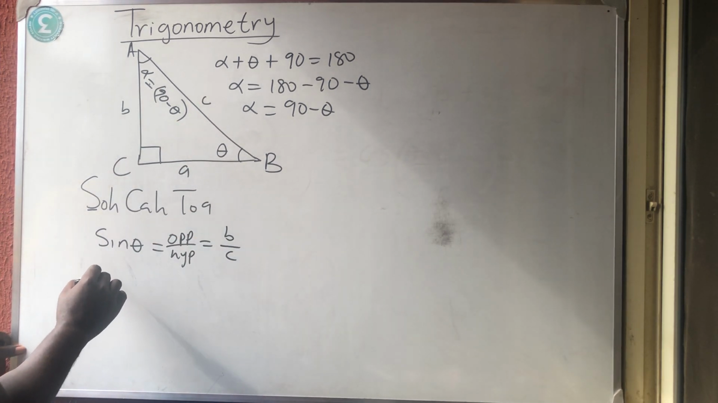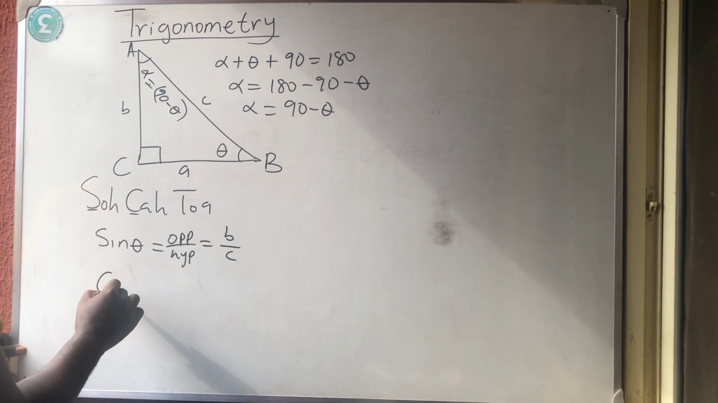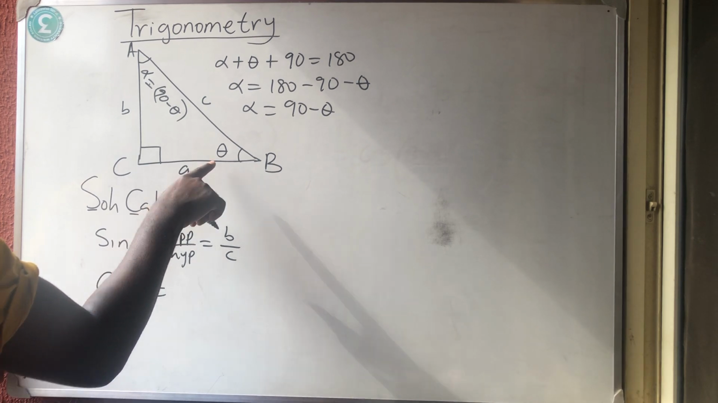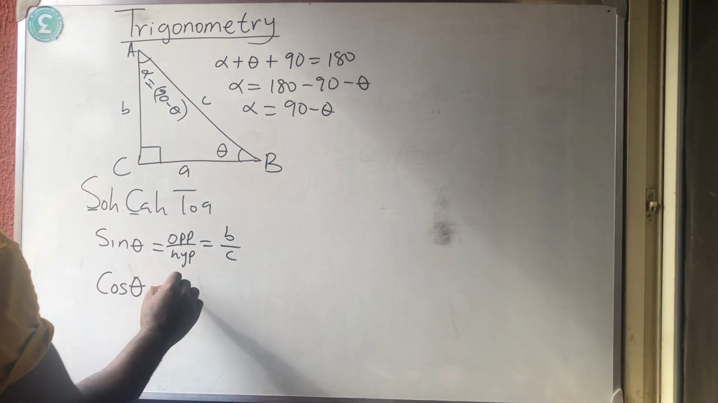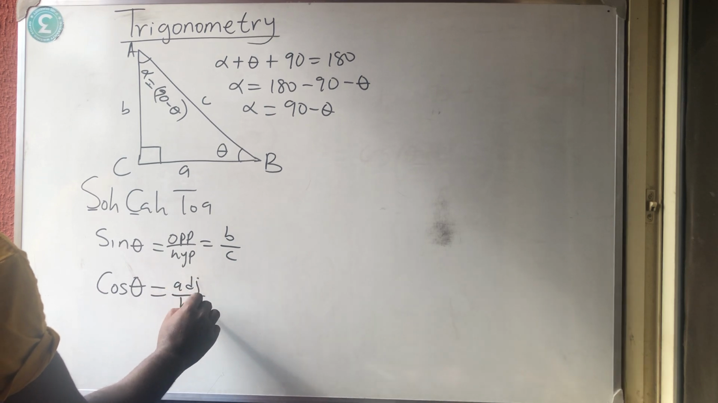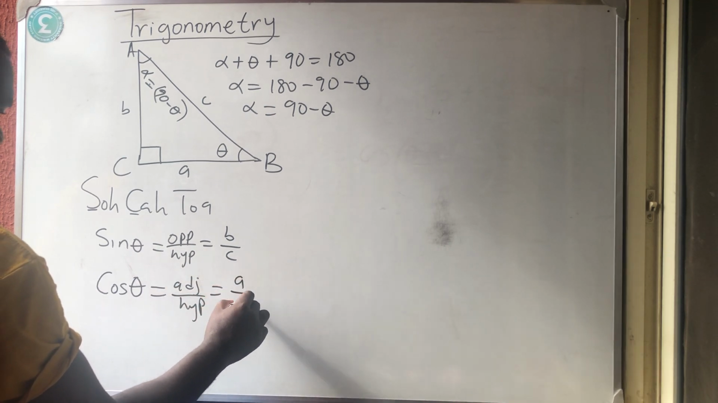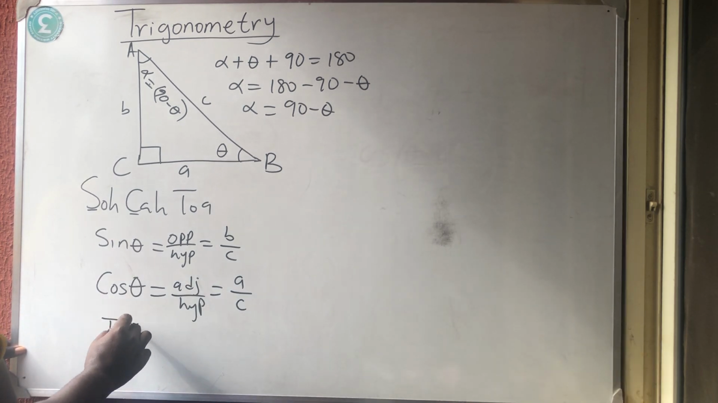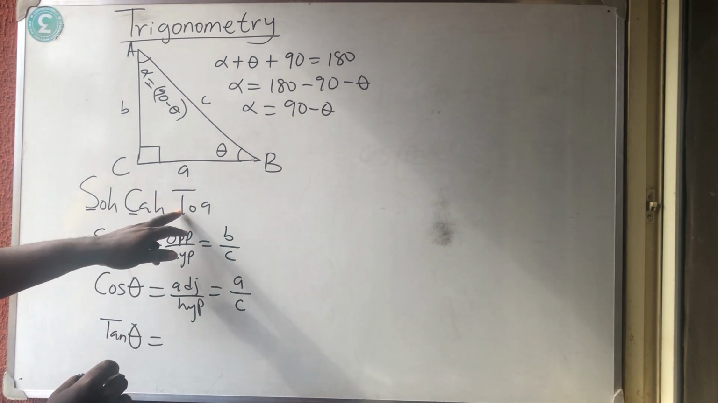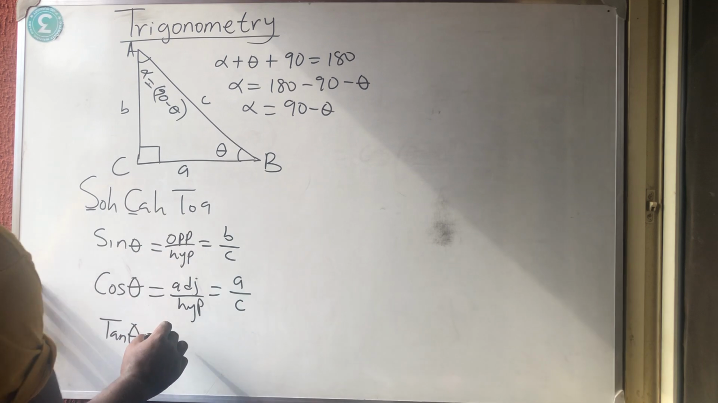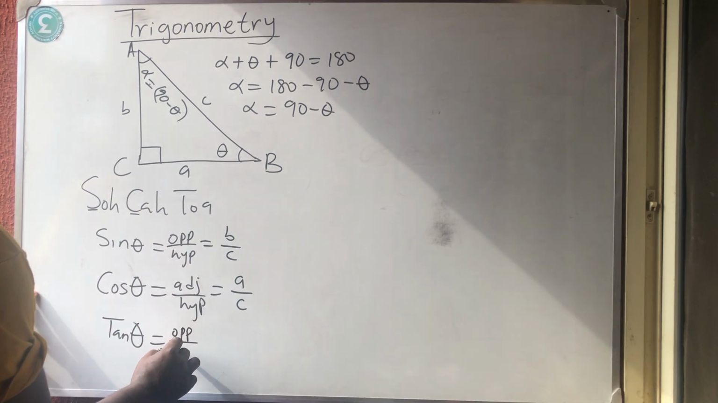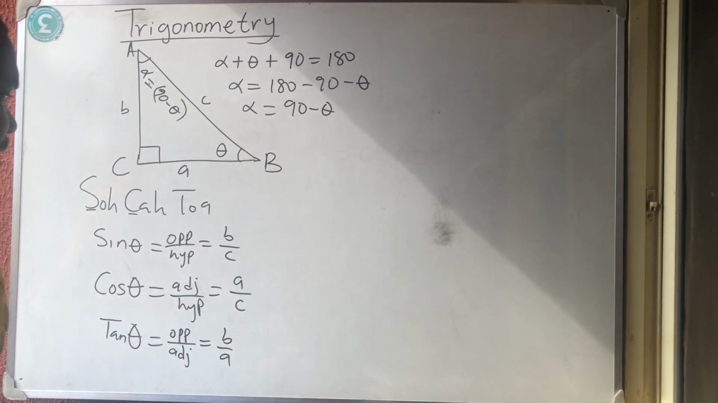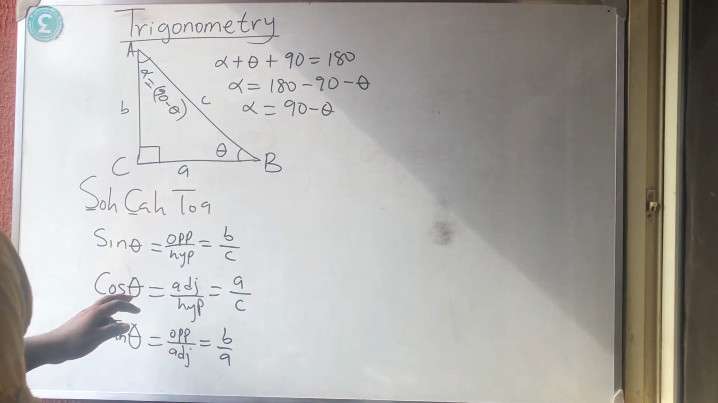Okay, the next one we're going to have is cos. So cos theta is equal to what? Adjacent over hypotenuse. So since this one is the opposite, this one is now the adjacent. So adjacent over hypotenuse, which is what? Adjacent is A over hypotenuse C. Okay, so the next one is tan. Tan theta is equal to what? Tan is opposite over adjacent. And my opposite is B over what? Over A.